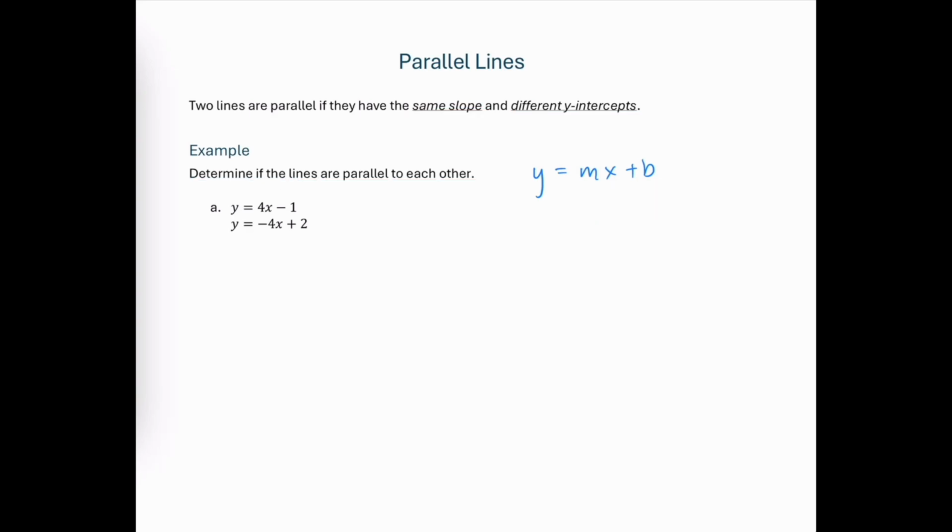In part A here, we already have two lines that are written in slope-intercept form. Let's call the line in the top the first line and the line in the bottom the second line, so that m sub 1 refers to the slope of the first line, and the slope of the first line is the coefficient on the x term, so in this particular case it's 4. And when we compare that to the slope of the second line, we see that the slope of the second line is negative 4, and since these two slopes are not equal to each other, we would say that the lines are not parallel.